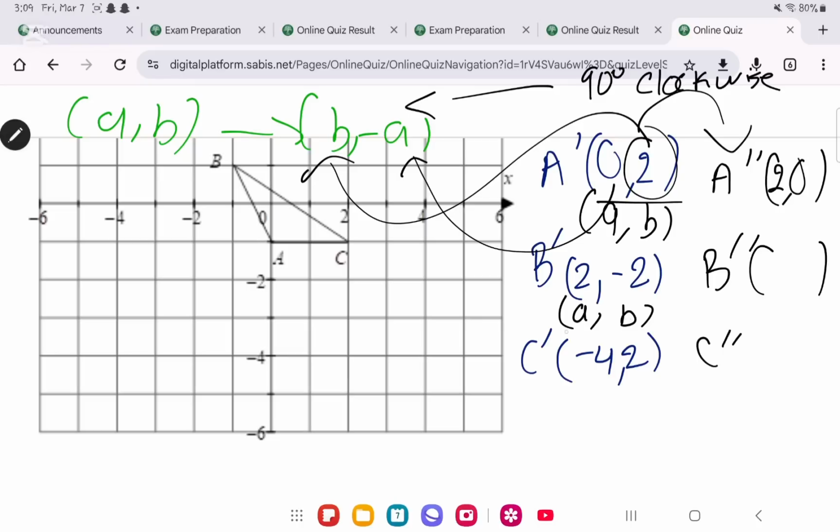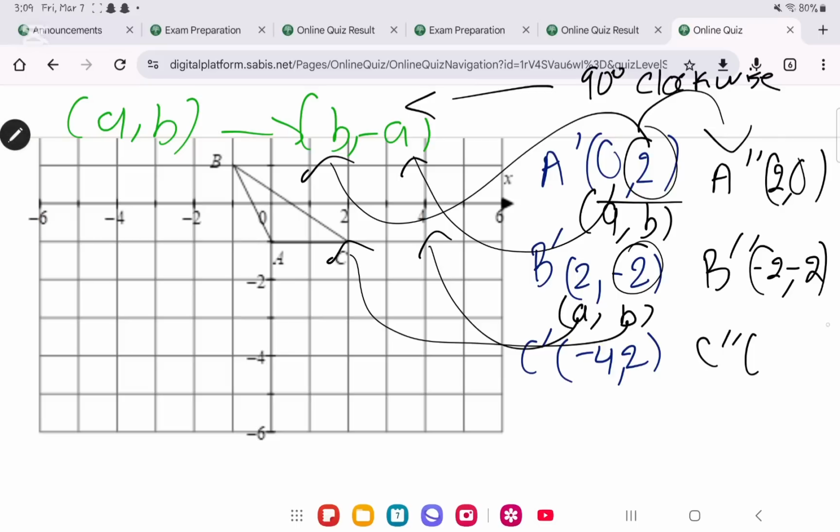And we know that it is gonna change into B minus A. So that means what's gonna go first in B double prime? It's gonna go minus 2. And then you are gonna do minus multiplied by 2 to get the other point, which is minus 2. So for B double prime, it is minus 2, minus 2.